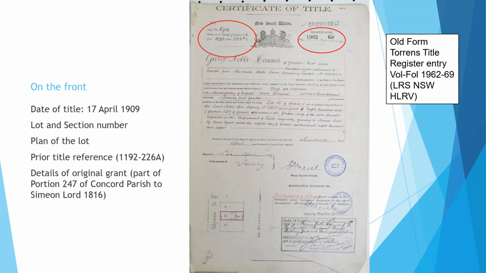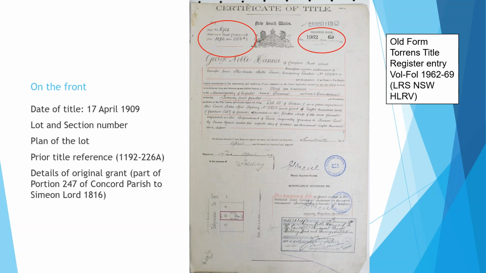That tells me that George Noble Hanna purchased this land in 1909. It tells me the description of the land. It gives me a little plan of that land and how big it was and where it was on Seymour Street and all of that. The stamp right down the bottom there tells me that George Noble Hanna took out a mortgage for this land in 1910.